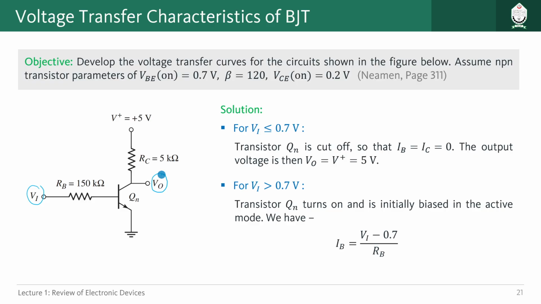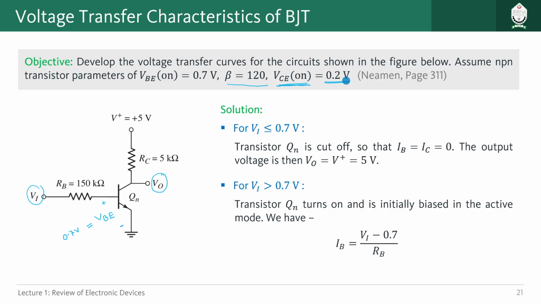So let us look at the problem here. They are telling us to develop the voltage transfer curves for the circuits shown in the figure below. This one, assume NPN transistor parameters of VBE on is equal to 0.7 volt. So whenever this base to emitter junction is forward biased, then the voltage drop should be around 0.7 volt. This is to be assumed, right? Then the beta value is given as 120, and also whenever we are in saturation, this is shown as VCE on, it should be 0.2 volt.